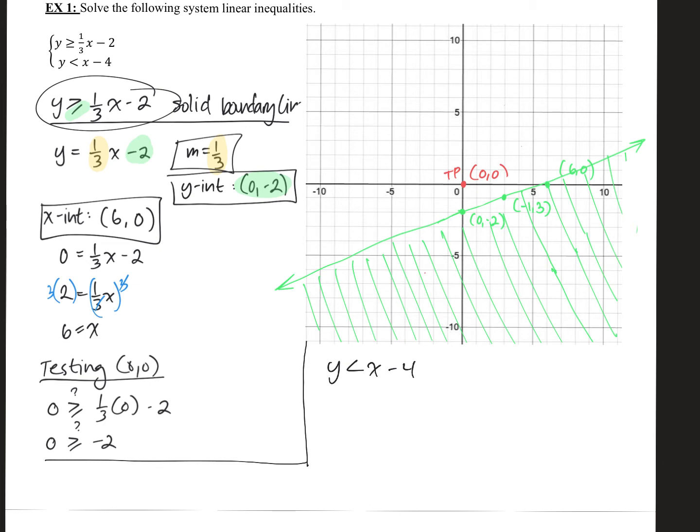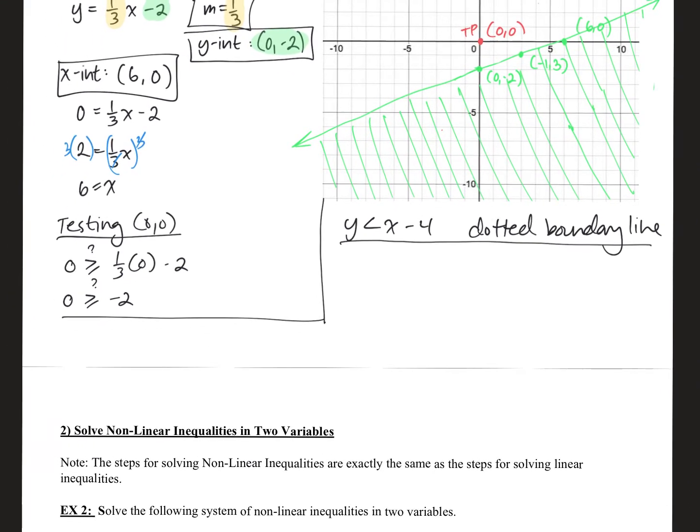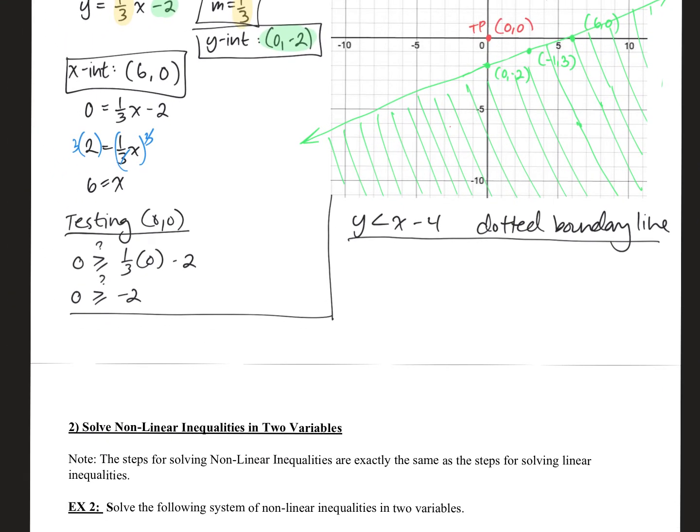Next step, what is the line? Well, since there's no equal to sign underneath our inequality, this is a dotted boundary line. Okay, so in order to graph this, let's go ahead and find the m, a slope, and then our x-intercept and y-intercept. So for graphing, we just use the regular equal sign because we were looking at the boundary.